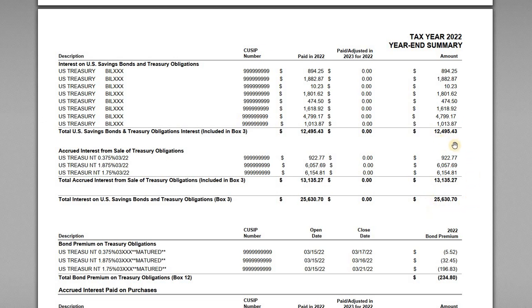So the $25,630 includes 2 components. It's the amount of interest that was actually paid into the account when the bonds matured, right? So that's that piece there. But then we have the accrued piece that John had to take ownership of when he sold it, right? So the accrued interest from the sale of the treasuries is $13,135. So that $25,630 figure is reported on Schedule B.